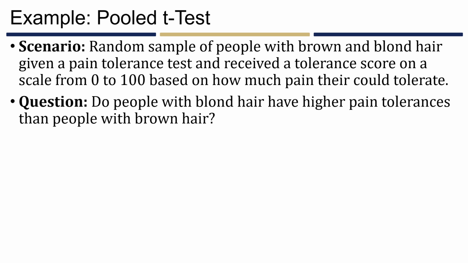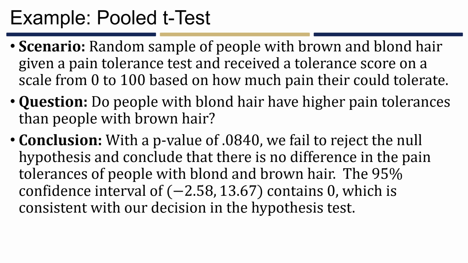So finally, we can take a look at what the results of both the hypothesis test and confidence interval tell us. With a p-value of 0.0840, we're going to fail to reject the null and conclude that there is no significant difference in the pain tolerances of people who have blonde hair compared to those who have brown hair. Moreover, the 95% confidence interval is consistent with the decision in the hypothesis test. The confidence interval contains 0. It has both positive and negative values, which tells us that either one of our two population mean pain tolerance scores could plausibly be larger than the other.